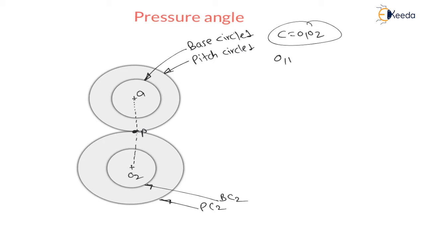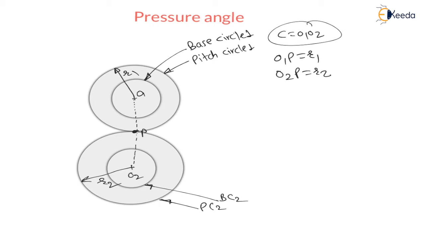Therefore, O1 to P, this distance will be R1. That is pitch circle radius of circle 1, and O2 to P, this radius will be R2, that is pitch circle radius of another gear, that is this distance is R2 and this distance will be R1.